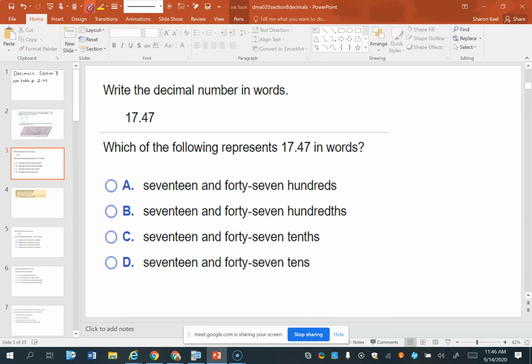As we look here, we need to write the whole number in words. So first we're looking at our whole number 17, then we're looking for the word and. 17 and, all of these start with 17 and. When I read this as a whole number, it's 47. All of these read 47. What's important is the last place, the value. This is the tenths place. This is the hundredths place. Okay, so we can eliminate C and D. It's going to either be A or B. Since it is the decimal part of the place value, is it hundreds with an S or hundredths with the THS? It's going to be this one, the hundredths with the THS. That's the place value.